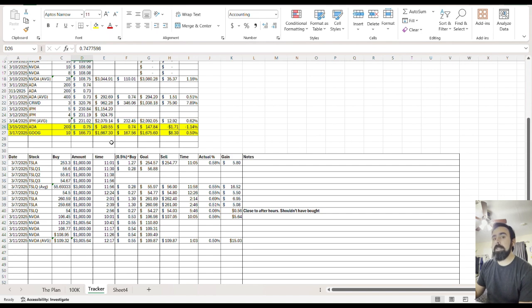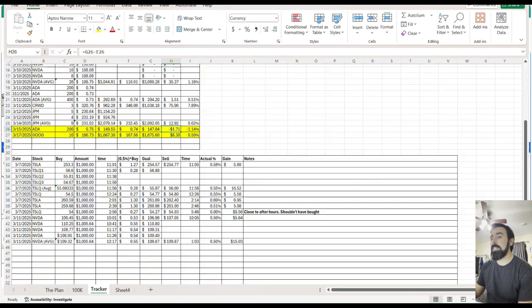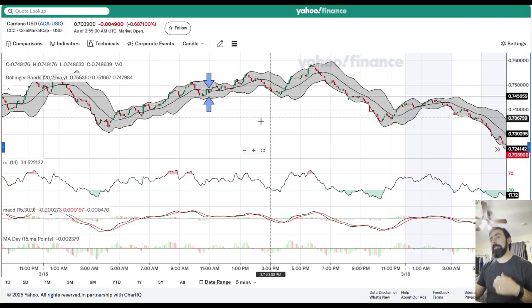I got out, I think, in less than 30 seconds, and I'll show you why here in just a minute. But you'll see I took a 1.147% loss in less than 30 seconds. Fortunately, dollar-wise, that's almost $2. But let's take a look at the chart and see exactly what was going on.